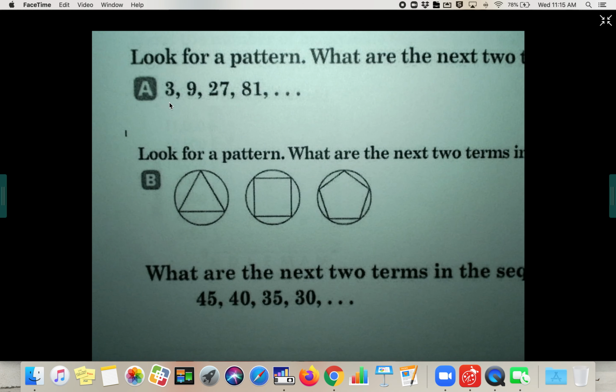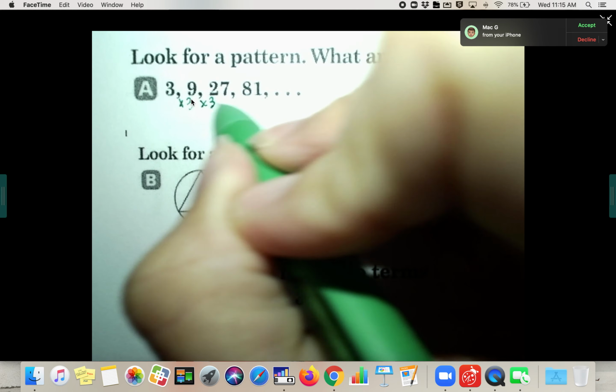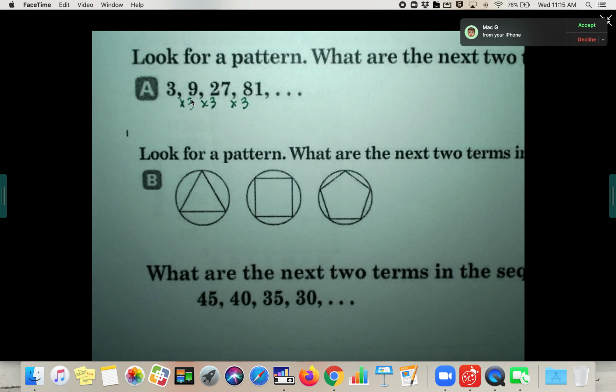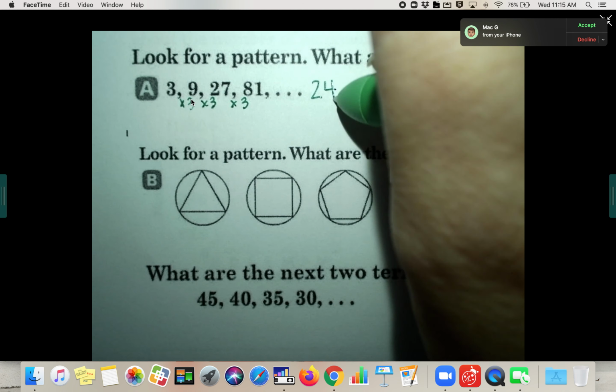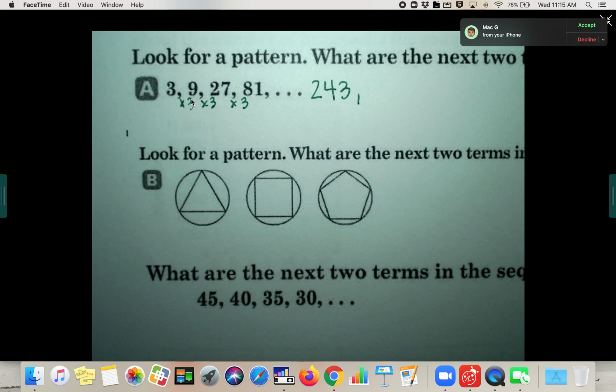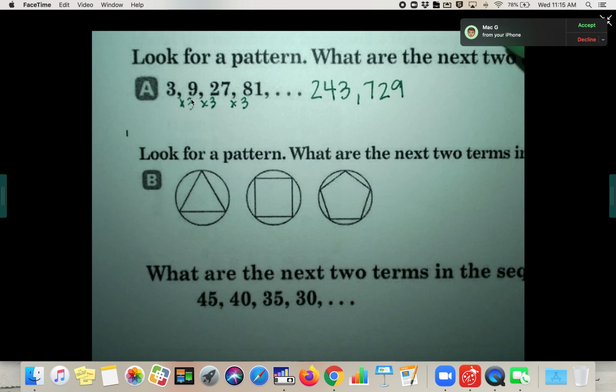All right. These to me look like they are multiplying by 3. So each one of these did times 3, times 3, times 3. So the next three numbers, if you multiply by 3, would be 243, then 729. Oh, it only wanted the next two.